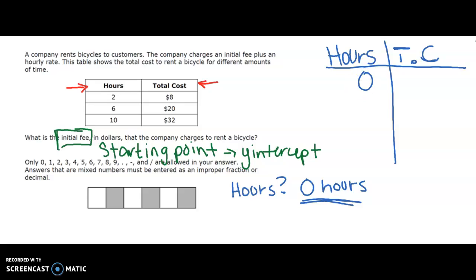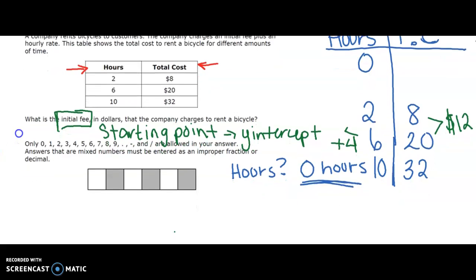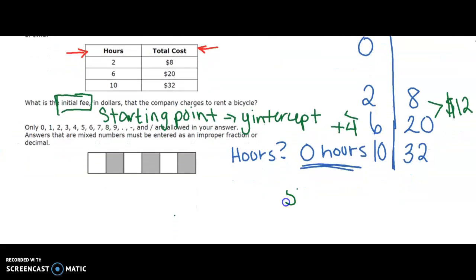I already know that at 2 hours, I'm at 8, and at 6 hours, I'm at 20. So I need to find my pattern or my rate of change in order to do this problem. So let's see how much it increased. From 8 to 20, that went up $12. And from 2 to 6, that went up 4 hours. So if we think about this problem, it is telling me that for every 4 hours, they charge $12.